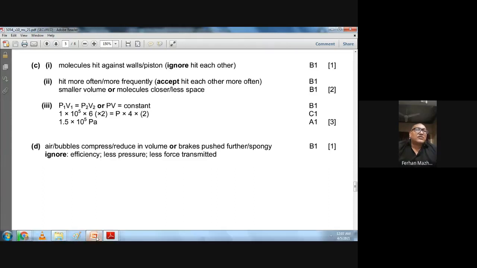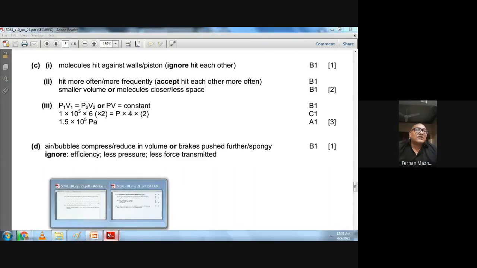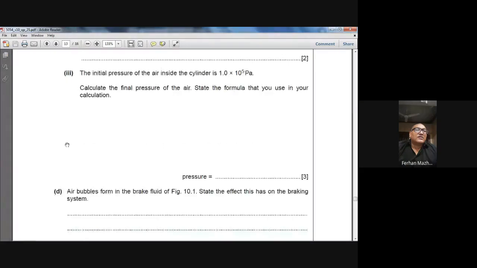So the next part is, he says the initial pressure of the air inside the cylinder is 1 × 10^5 Pascal. Calculate the final pressure of the air. State the formula that you use in your calculation. If the temperature is constant and the volume of the gas is changing, then the pressure will change. And we have the formula P1 V1 equals P2 V2.